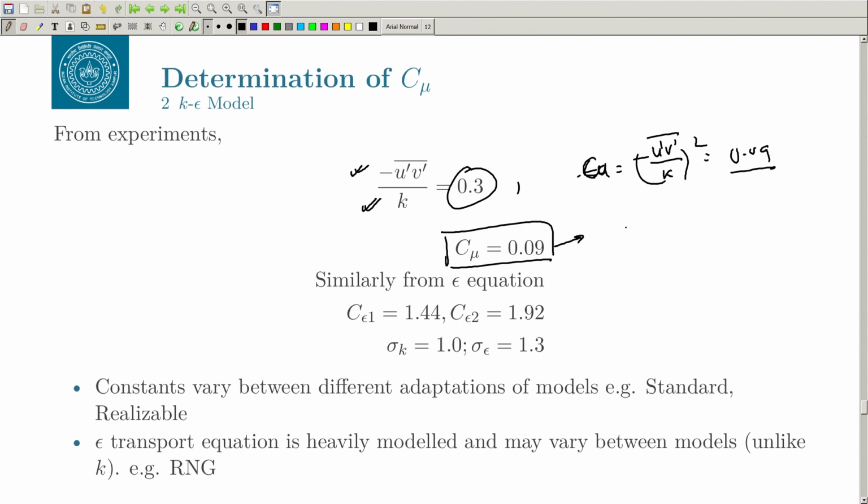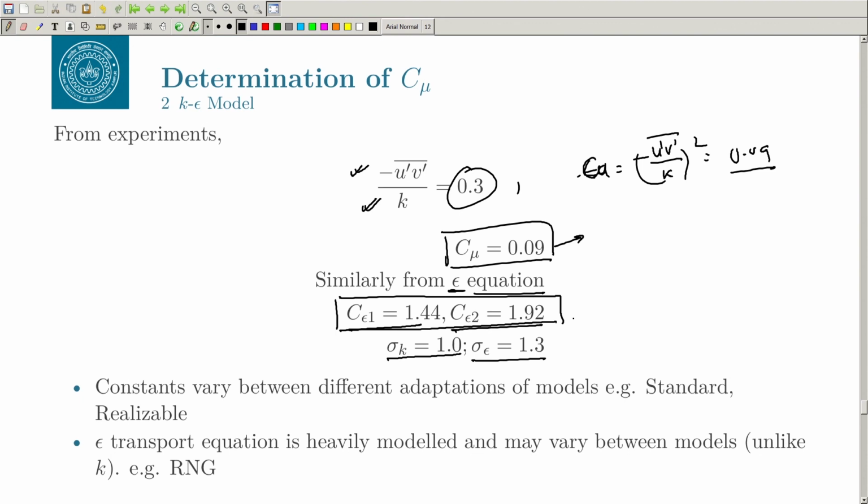On the other hand, you can also use the epsilon equation, and by comparing with the experimental data, without going into the derivation, you get the values of c epsilon 1 and c epsilon 2, which are around 1.44 and 1.92. These are the values used in the modeling, along with sigma k equal to 1 and sigma epsilon equal to 1.3. These values have evolved over time, and you can look at different models where these values will be very different.